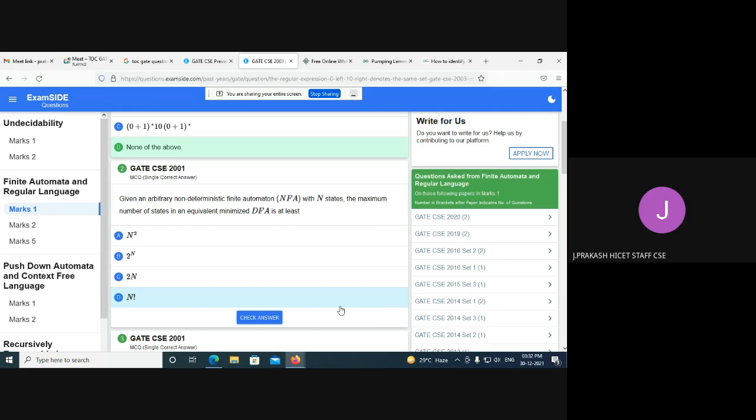What we do is go through sums very deeply, but they may ask a simple definition question. Here they have asked: given an arbitrary non-deterministic finite automaton with n states, the maximum number of states in an equivalent minimized DFA is at least. So NFA to DFA, how many minimum states? How much will it be? Just guess it. I think you may not have memorized your definition. What will be the answer?